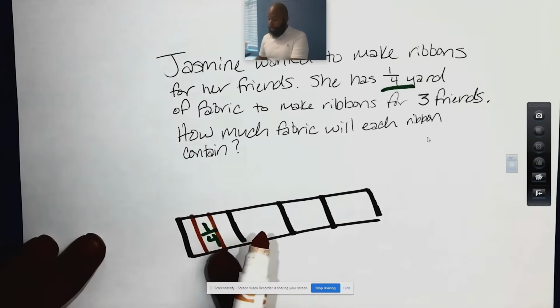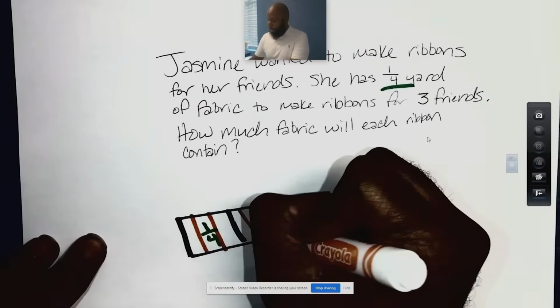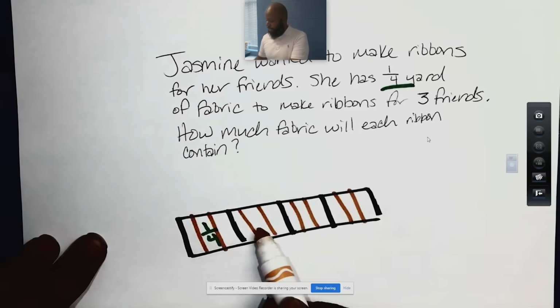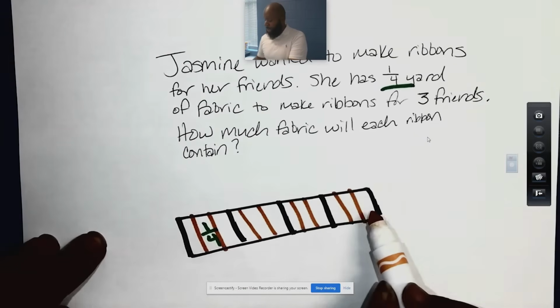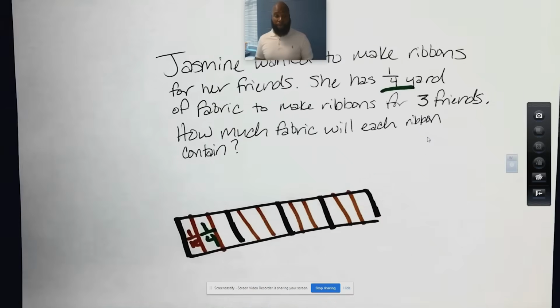So now I need to know, what does each of these represent? So I'm going to divide my whole thing into 3s. So that's 1, 2, 3, 4, 5, 6, 7, 8, 9, 10, 11, 12. So each part represents 1/12. So now, how much fabric would each ribbon contain? Correct, 1/12.